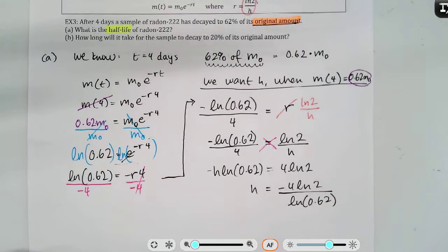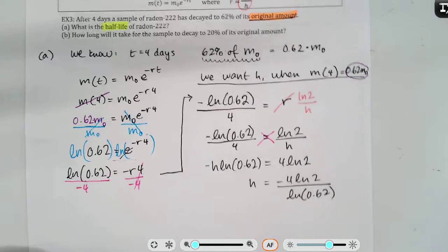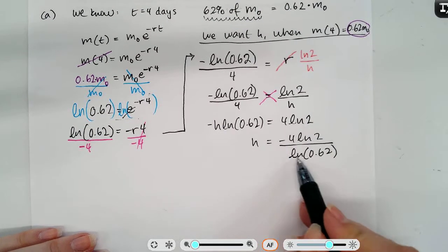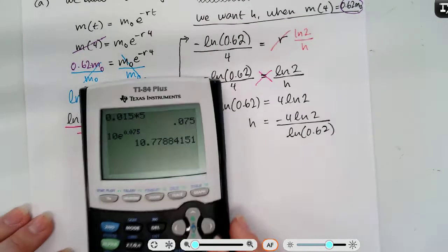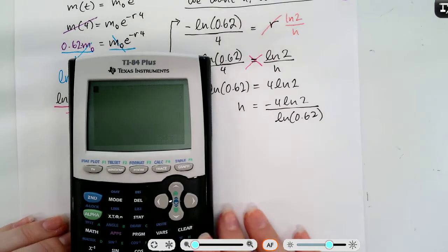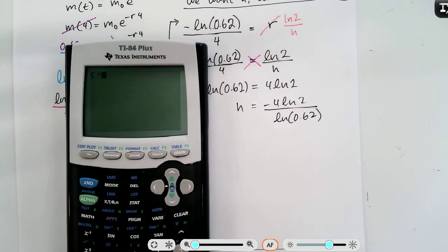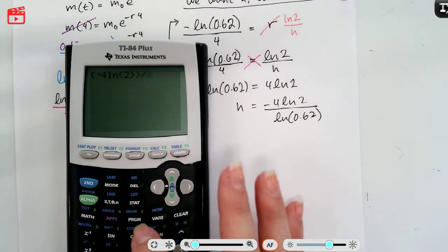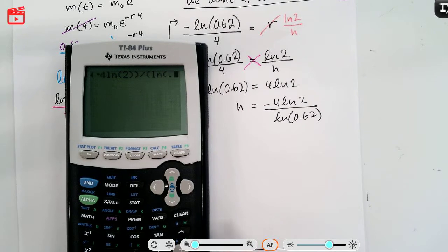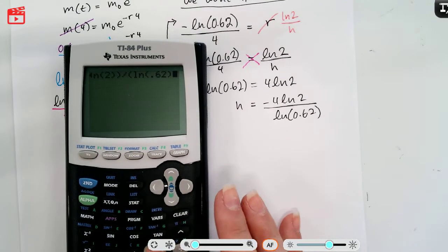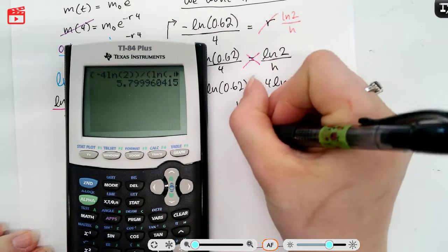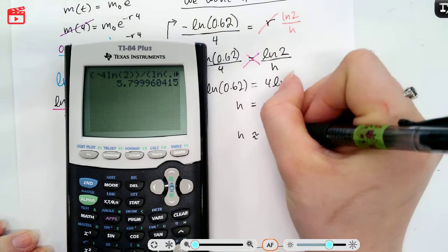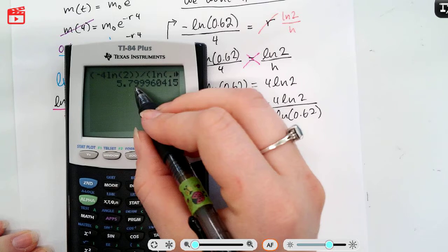But as usual, remember, half-life is in terms of time, and most of us would not thank you if you told us time in terms of natural log. So we're going to pull out our calculator to figure out a value most of us would understand. Put everything in parentheses: negative 4 natural log of 2, close that up, divided by, open parenthesis, natural log of 0.62, which is 5.79. Rounding to one decimal place, that's 5.8.